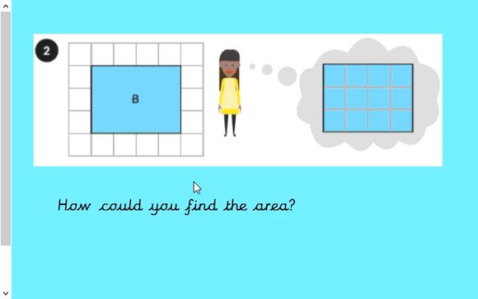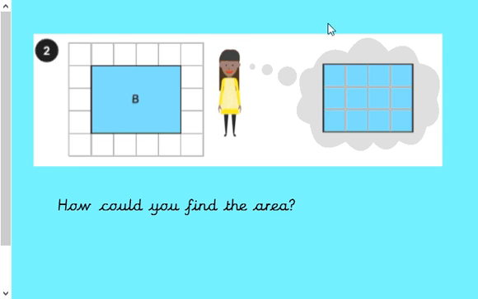So using what we've just talked about and what we've just learned, could you press pause now and find for me the area of this rectangle? And I want you to do it 2 ways. 1, I want you to count the squares. 2, I want you to tell me how you could use multiplication to do it. Okay, so press pause now and press play when you're ready to resume.